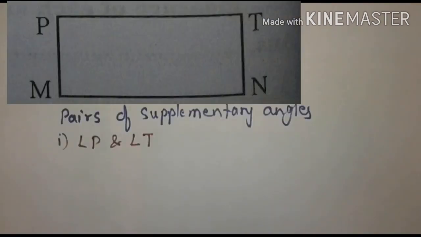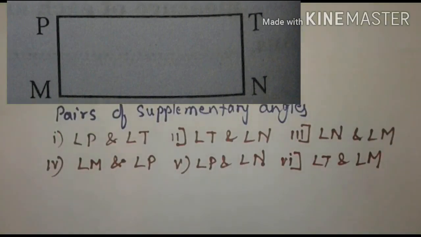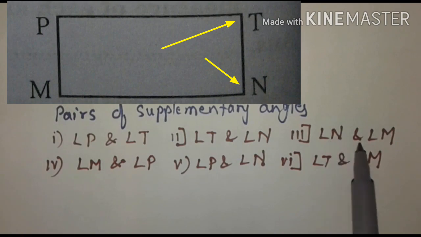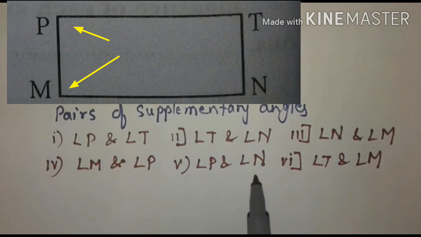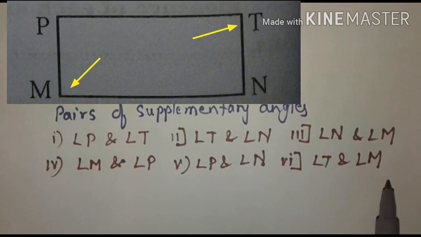Now, the pairs of supplementary angles are angle P and angle T. If you add angle P and angle T, 90 plus 90, we will get 180. Similarly, we can write angle T and N, 90 plus 90, 180 degree. Angle N and angle M, then angle M and angle P, then angle P and angle N, then angle T and angle M. So these all are the pairs of supplementary angles, meaning their sum is 180 degree.